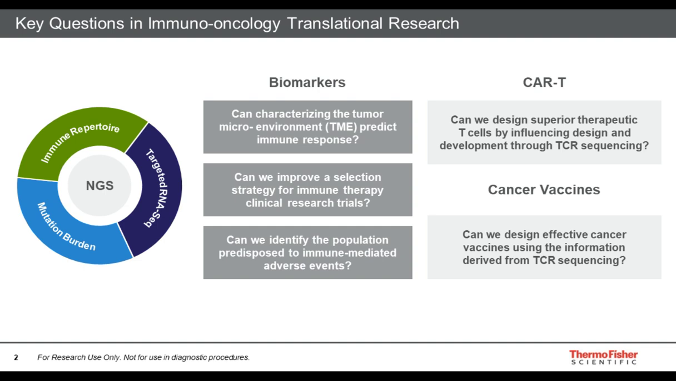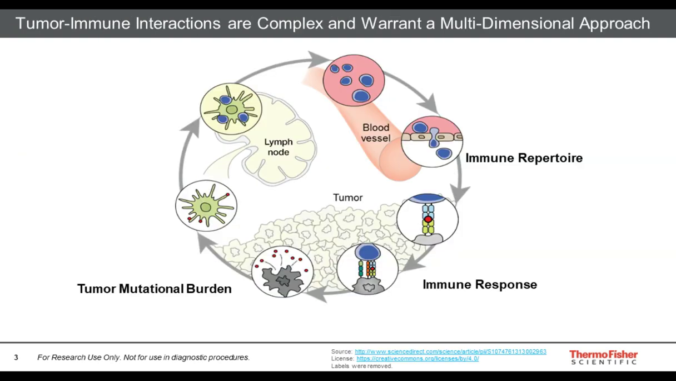Furthermore, due to their high accuracy and sensitivity, next-generation sequencing assays can also help in researching areas beyond the checkpoint blockade. We expect T cell receptor sequencing to help accelerate development and improve effectiveness for approaches such as chimeric antigen receptor T cell therapies and cancer vaccines.